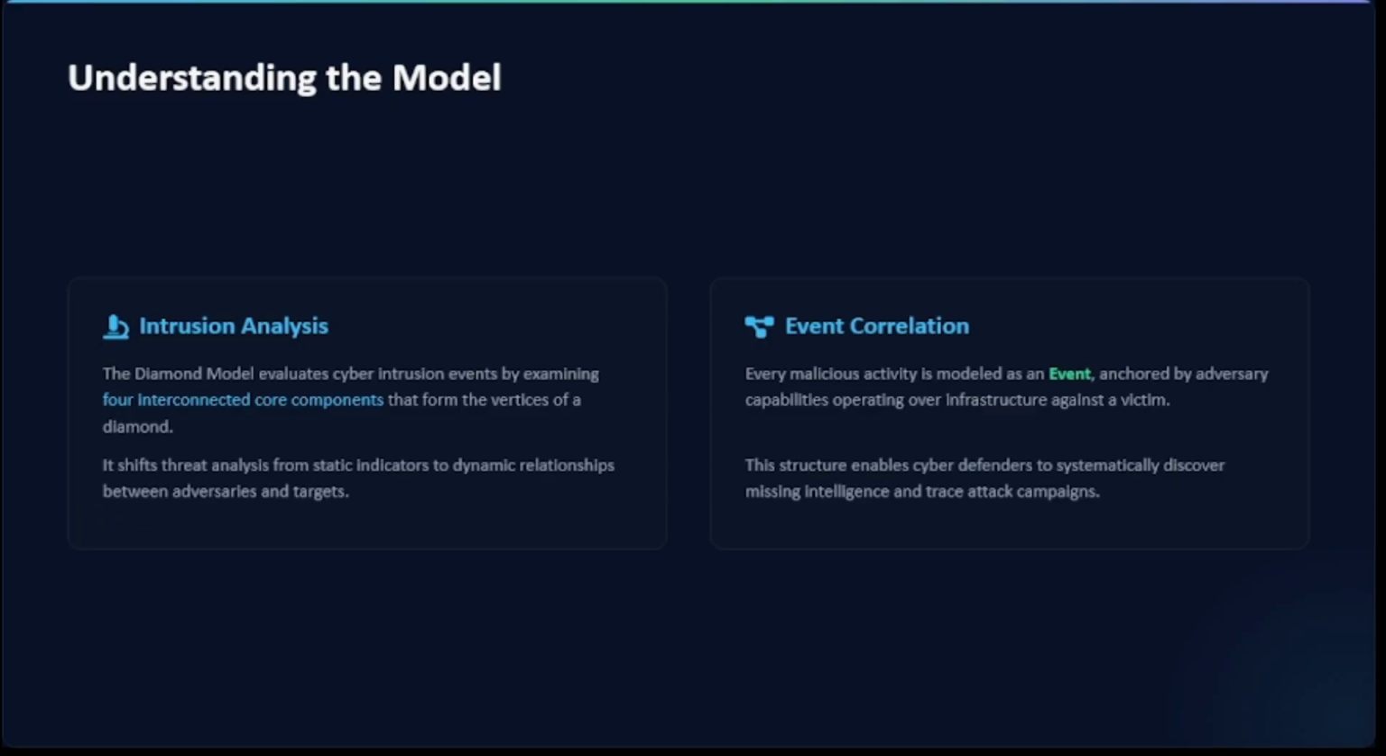So looking at the model and to get you a little understanding of it, it basically evaluates cyber intrusion events by looking at 4 different but connected core components, and those form the outline of the diamond. And you'll see that here in a minute if you didn't catch it when I briefly looked at the original document itself. It shifts the threat analysis from static indicators, which we talked about in some previous videos, more to the dynamic relationships between the adversaries that are doing the attack and their targets. In other words, the infrastructure that's under attack.